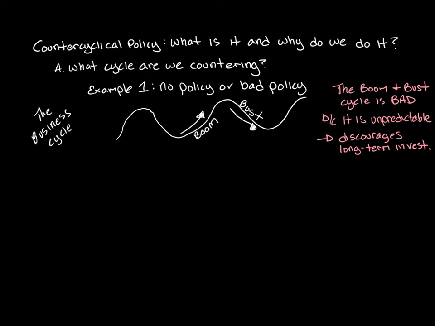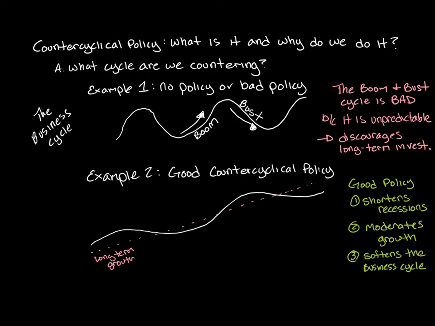So we're going to engage in some countercyclical policy to try and moderate the effects of the boom and bust cycle. In our second example, we see here my kind of crudely drawn interpretation of what the business cycle looks like when we're engaging in good countercyclical policy. What you'll notice is the highs are less high on this business cycle, but the lows are less low. And that's essentially what countercyclical policy is attempting to do.